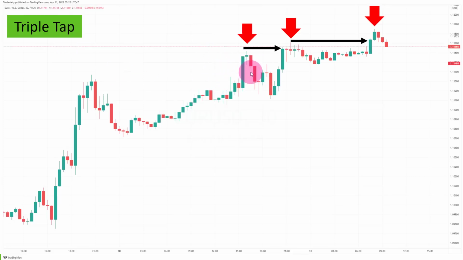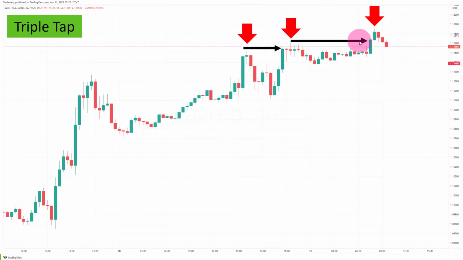Basically, the triple tap just means 3 consecutive higher highs. However, each high is less and less strong. So we can see that the market was very strongly rising higher, and then from here to here the market barely was able to make a higher high. So that's already indicating a very weak market.